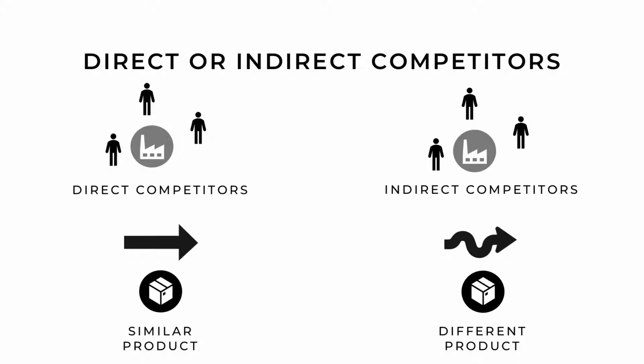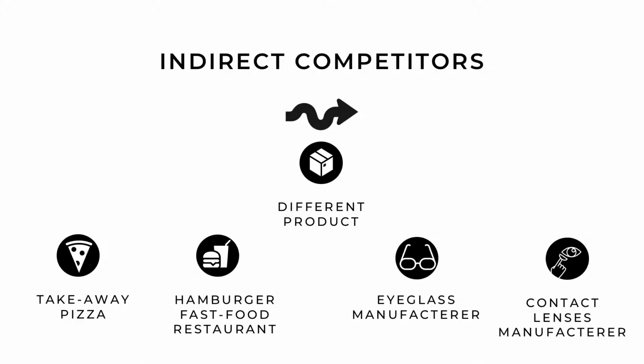Indirect competitors, on the other hand, are companies that solve the same problem for the customer, but with a very different product or service. For example, a takeaway pizza shop competes indirectly with a hamburger fast food restaurant. They sell quite different products, right? Pizza and hamburger, but they both target the same customer group. Customers who are hungry and want cheap fast food to take away. Another example could be manufacturers of glasses who are competing with manufacturers of contact lenses. Again, same target group.